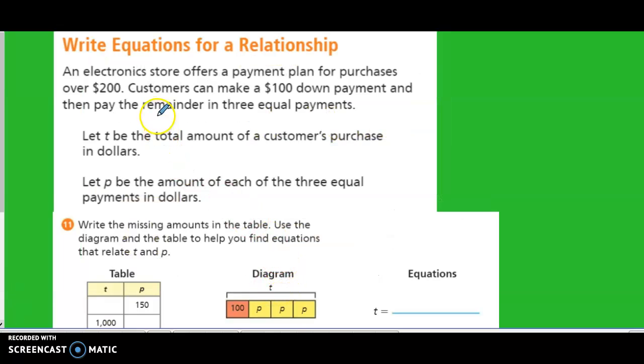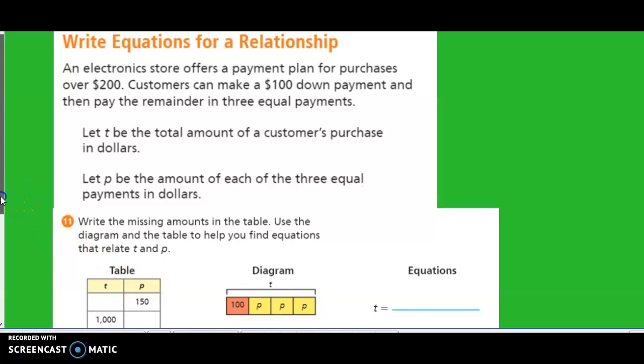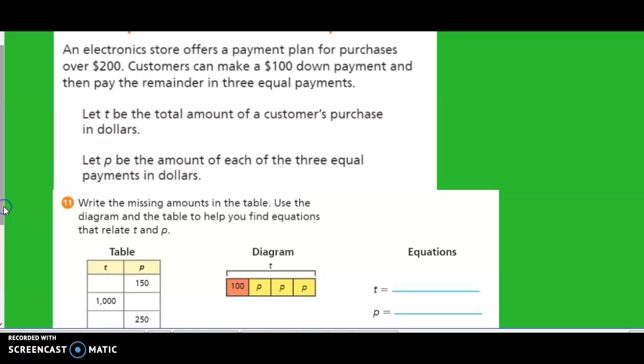Writing equations for a relationship. Okay, this is a biggie. This is something that you will have to do for a very long time in your future math careers. We have an electronics store that offers a payment plan for purchases over $200. Customers can make a $100 down payment and then pay the remainder in 3 equal payments.